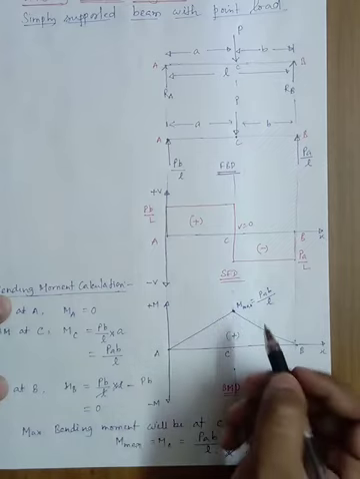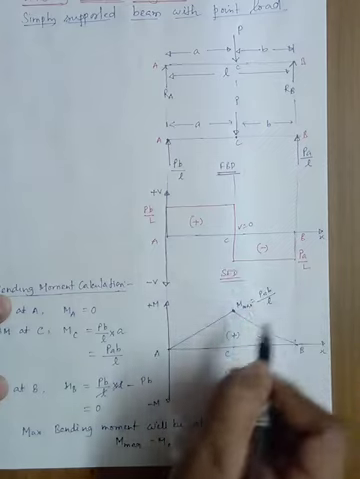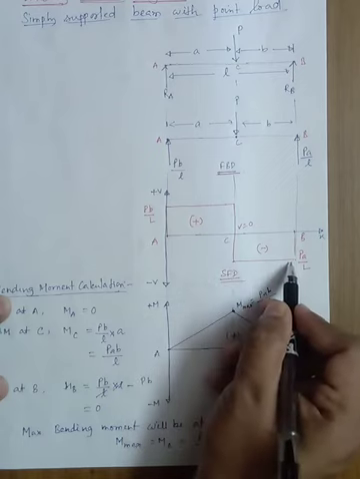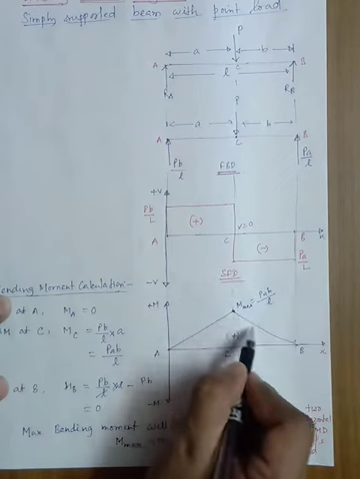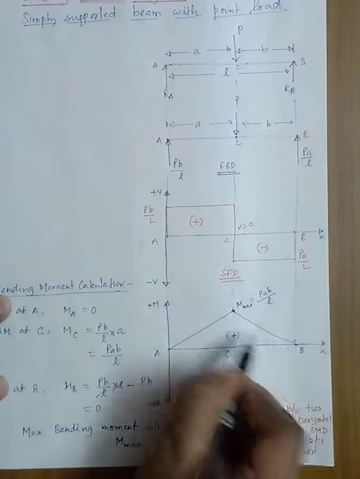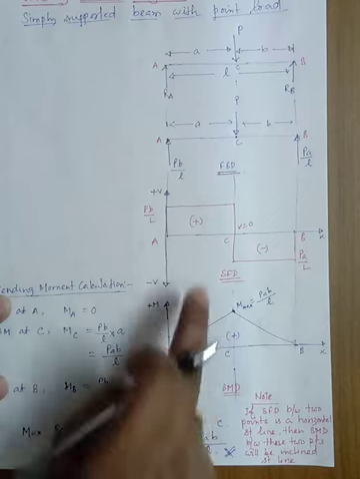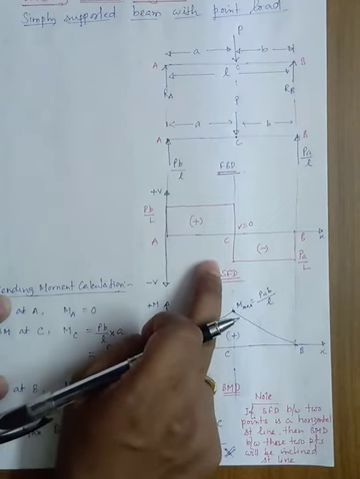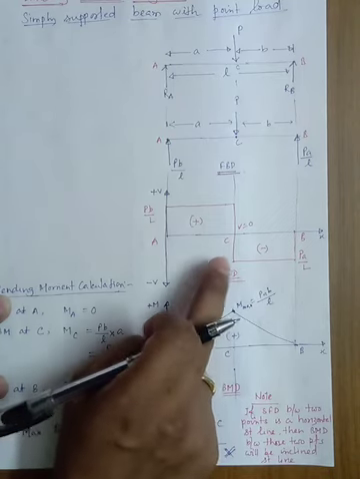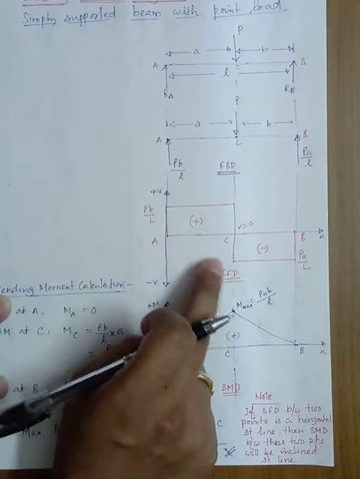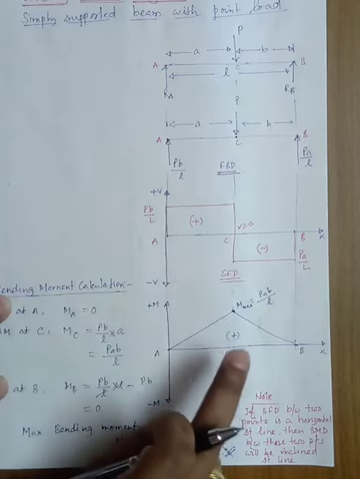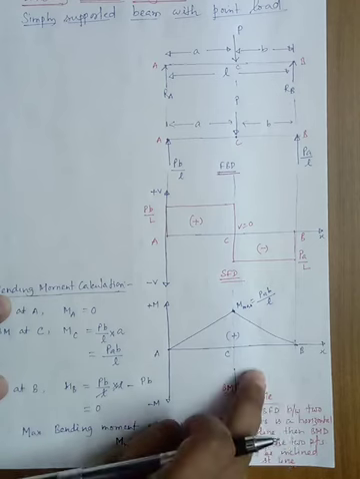That thing you need to remember, and from this point to this point also there is a horizontal straight line. So in the BMD there will be an inclined straight line. So this is also one peculiar characteristic of the BMD. For the SFD we have written the peculiar characteristics of drawing the SFD, and for the BMD this is also a very important point.